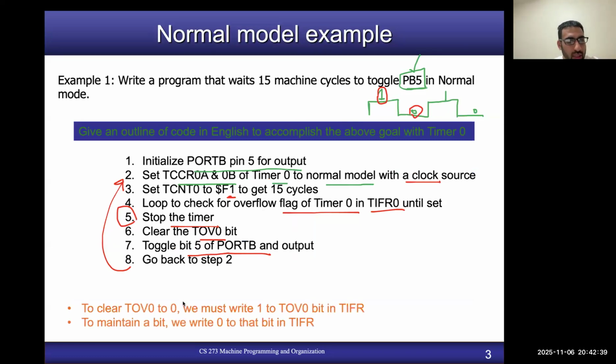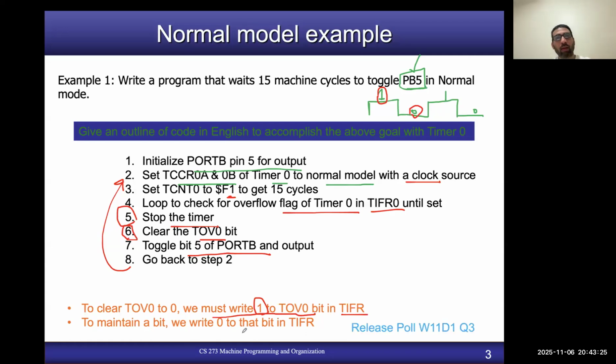Okay, so there is an important point that you need to consider. Remember, in step 6, we said that we need to clear the overflow bit of the timer, right? But it is important to note that in order to clear, you must write 1 to the overflow bit in the TIFR register. So again, you need to write 1. When you write 1, hardware will reset it to 0. If you try to write 0 to it, it will not be reset. It will retain its value. Okay, so that is important. It is kind of counterintuitive, but this is how it works. You need to write 1 to that flag in order to clear the flag.